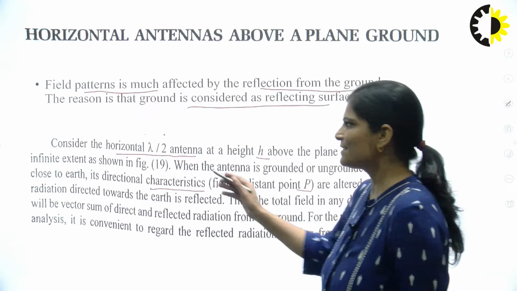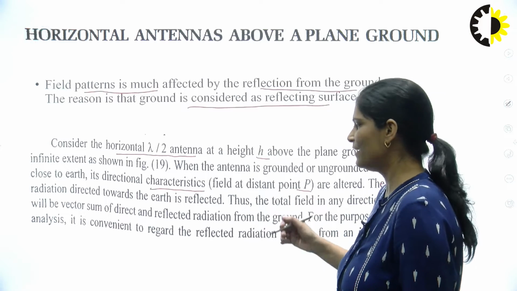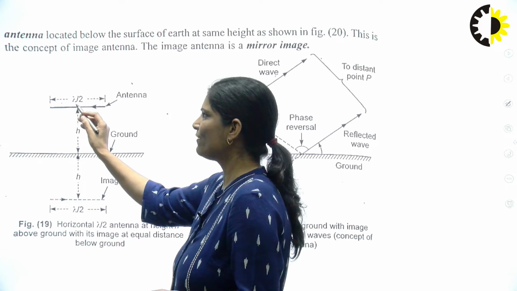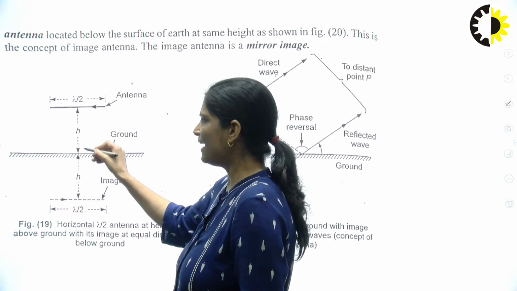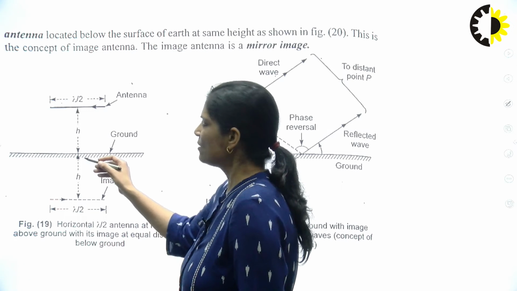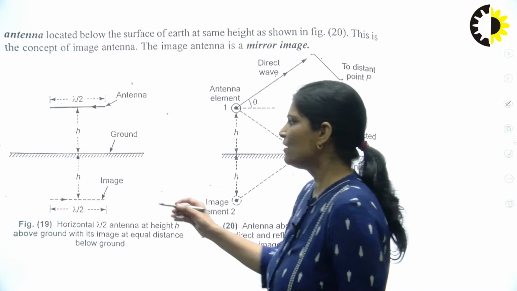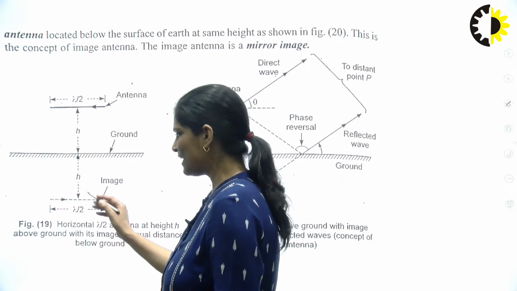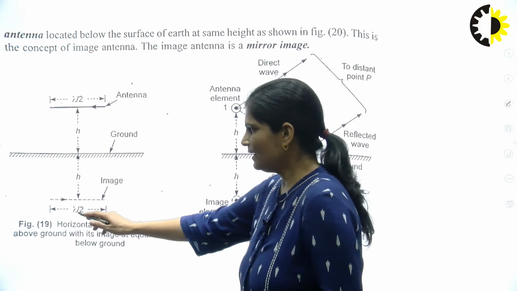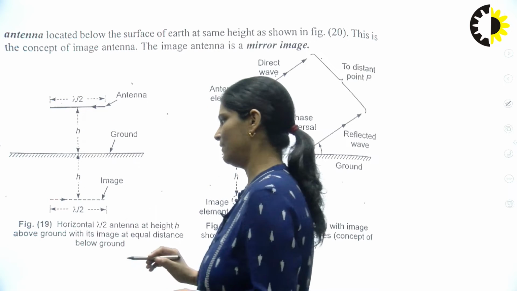It means you are considering a horizontal lambda by 2 antenna and you are finding the mirror image also. So this is your horizontal antenna of length lambda by 2 and this is the height from the ground, h. Now you are taking the mirror image of this horizontal antenna. The mirror image is the same, with the same height h, and the horizontal length of the antenna is also lambda by 2. So this is the mirror image of this horizontal antenna.